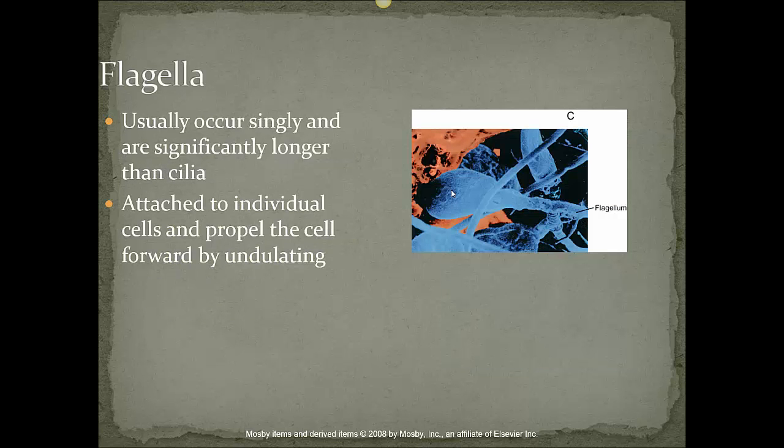Flagella, on the other hand, are singular, and they're used for propulsion of the cell. And so the only flagellated cell that we see in mammals and avians and most animals is going to be sperm. And so spermatozoa has a single flagellum off of them.